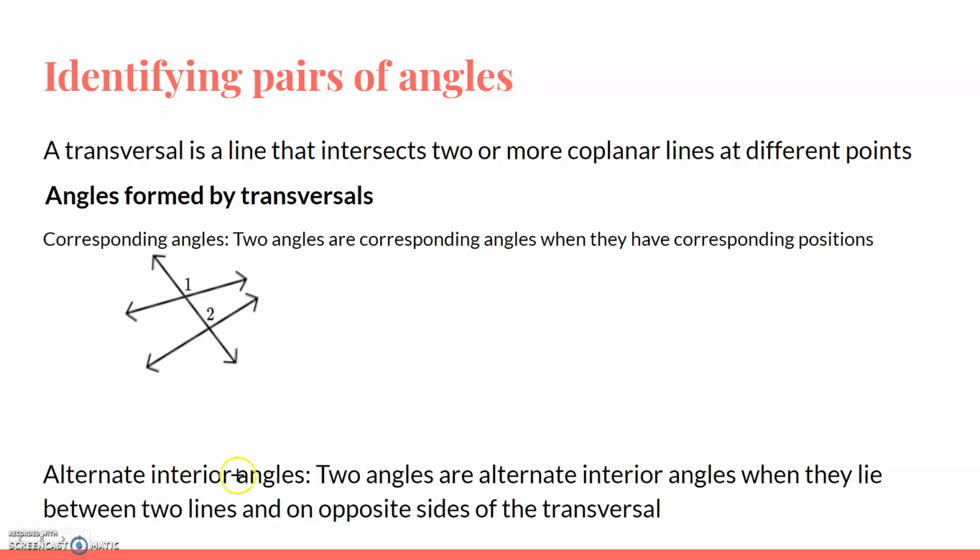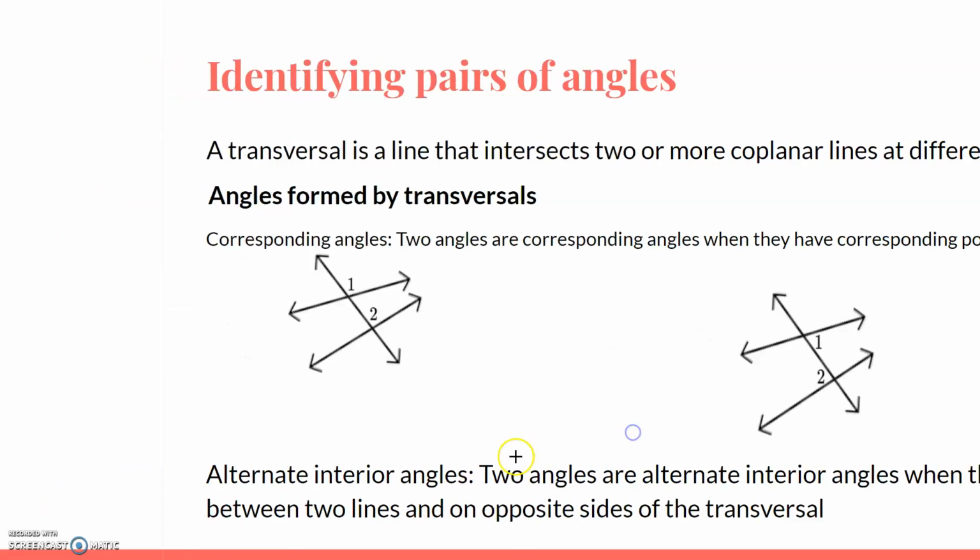Next, alternate interior angles. Two angles are alternate interior angles when they lie between two lines and on opposite sides of the transversal. As you saw, a transversal is a line that intersects two or more coplanar lines at different points. So how would that look? It would be between the two lines, but on opposite sides. So this one would be on the right side, and number 2 would be on the left side.